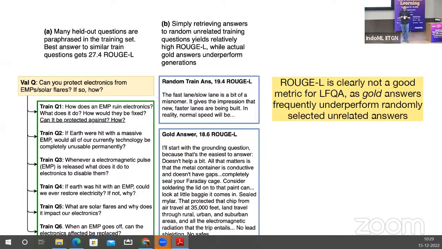Another problem is that Rouge, this string overlap-based evaluation metric, is not meaningful for this task. For this question about EMPs, we can retrieve a completely random answer. Here's one about the fast lane and slow lane. It's about roads. It has nothing to do with solar flares. It gets a Rouge score of 19.4, versus this gold answer written by a human, which receives a Rouge score of 18. So you can see that this metric itself is very limited.